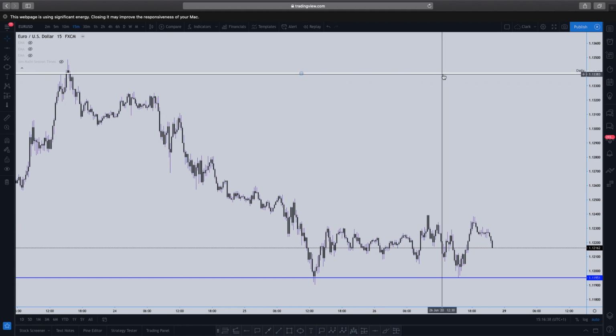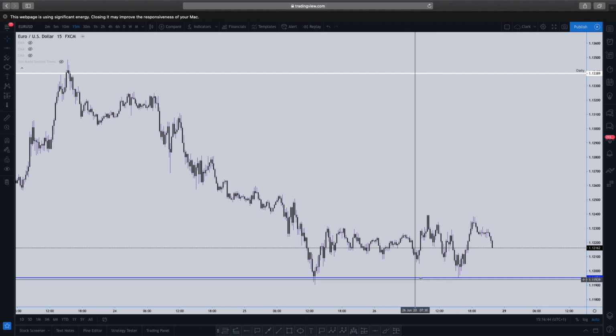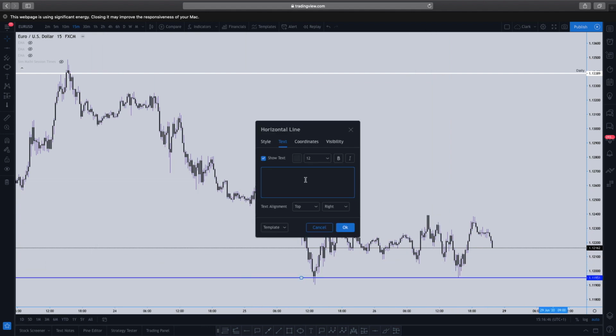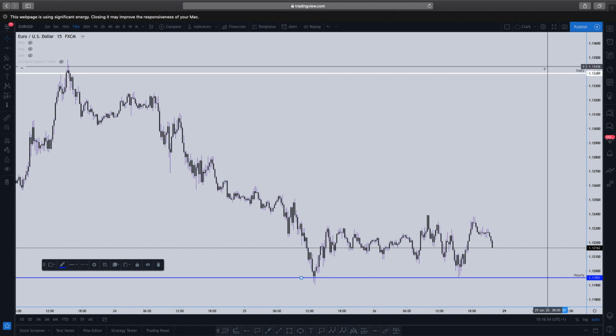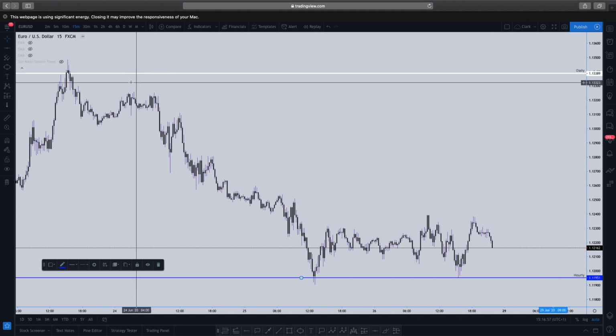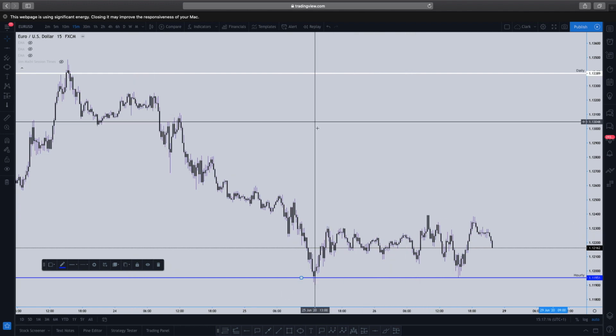All right, so we have our daily up there, which holds a lot more significance than the hourly. Let's go ahead and label. So we have hourly, we have daily. Daily would be much more superior. So when price gets here, you could expect a larger reaction than here. You're going to get bigger movements from the daily, from the weekly, from the monthly, because they're larger time frames and they have a lot more leverage over these lower time frame supports or resistances.